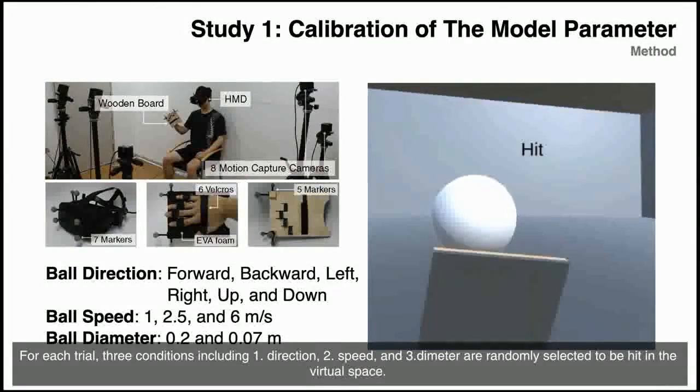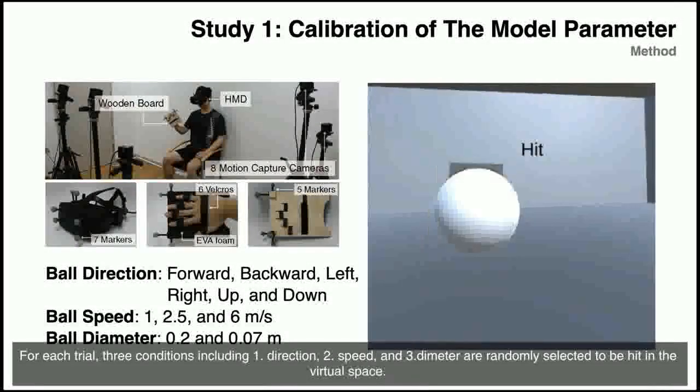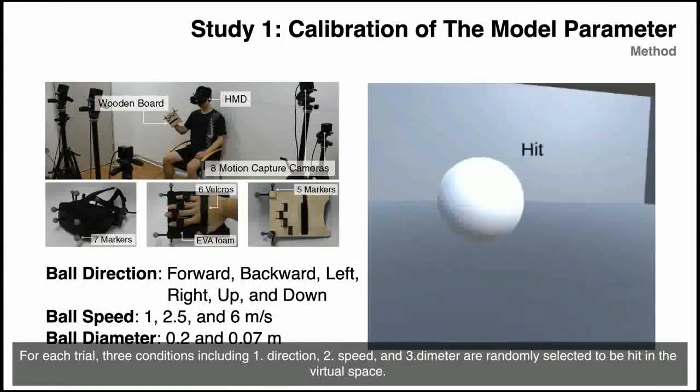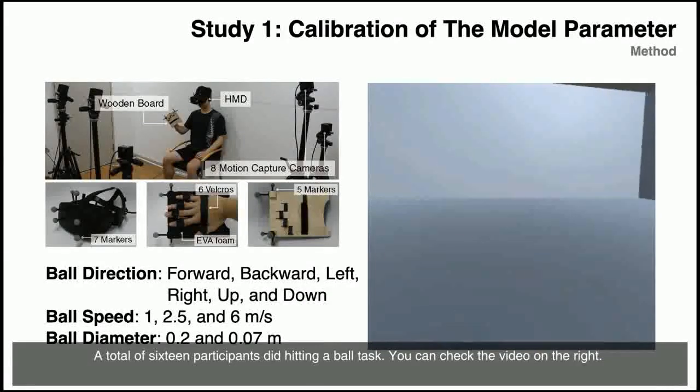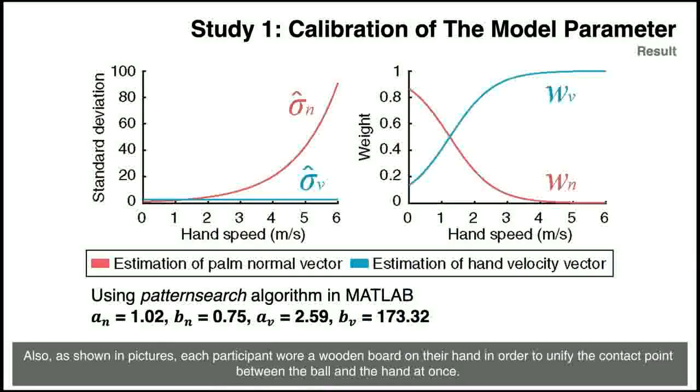For each trial, 3 conditions including direction, speed, and diameter were randomly selected to hit the ball in the virtual space. A total of 16 participants did a ball hitting task. You can check the video on the right. Also, as shown in the pictures, each participant wore a wooden board on their hand in order to unify the contact point between the ball and the hand.